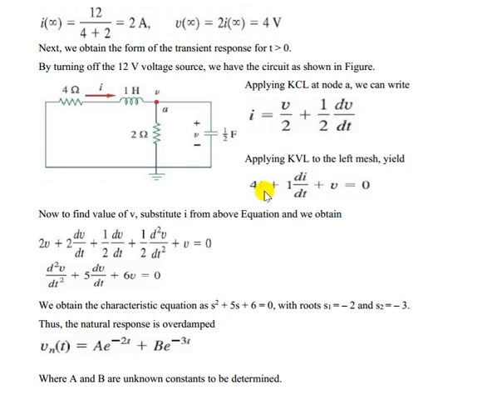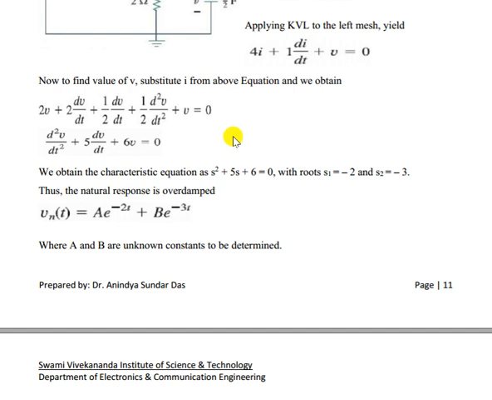Now we can put this I into this equation. Then we get 4I, 4 into V by 2, 2V, again 2 dV by dt. So by putting I into this equation, we get this one. After solving, we get this equation. Now we can form the characteristic equation by putting V equal to A e to the power st. Then if you solve, you will get the expression s square plus 5s plus 6 equal to 0.